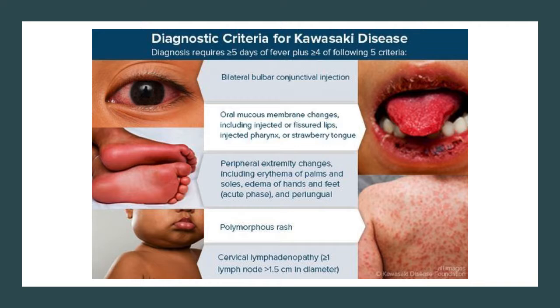Peripheral extremity changes, including erythema of the palms and the soles, edema of the hands and feet in the acute phase, and periungual desquamation. A polymorphous rash, so you can see this kid has this rash all over, and cervical lymphadenopathy, meaning that you have 1 or more lymph nodes that are greater than 1.5 centimeters in diameter. So basically, they look like they have the mumps.